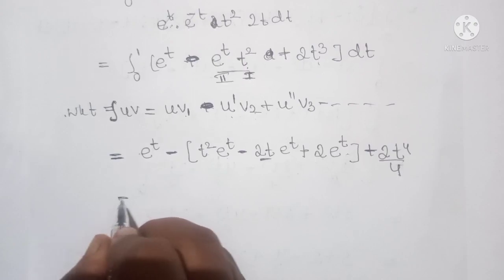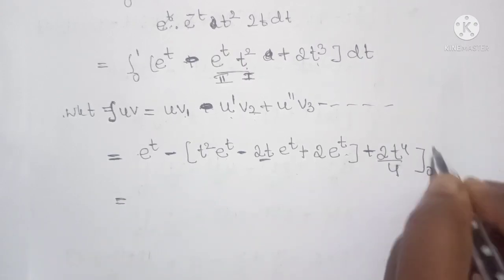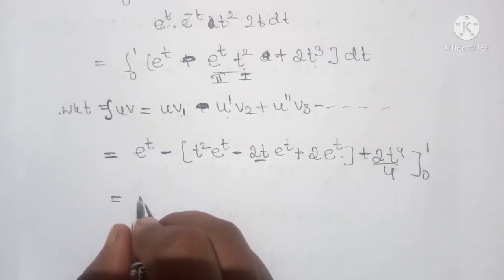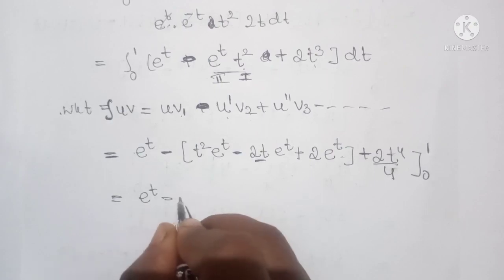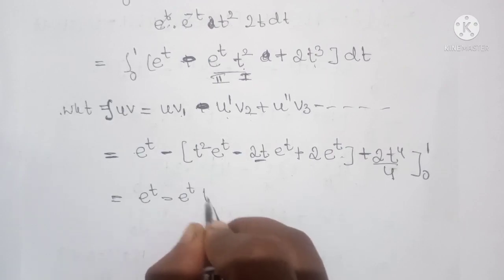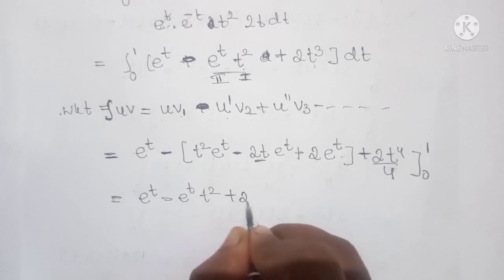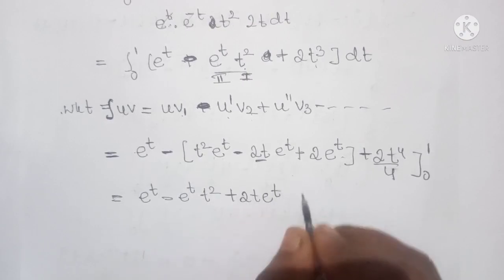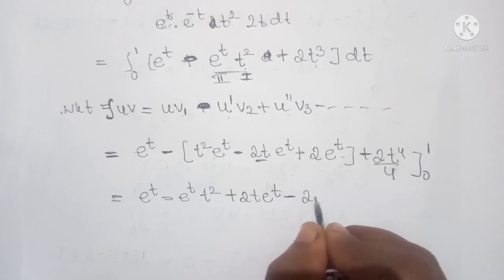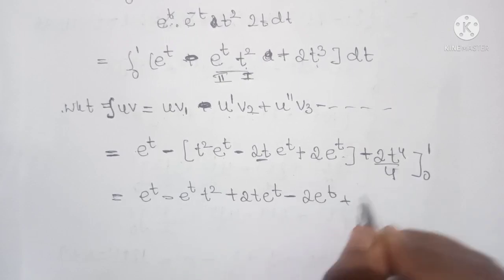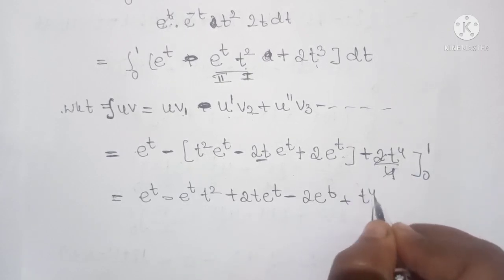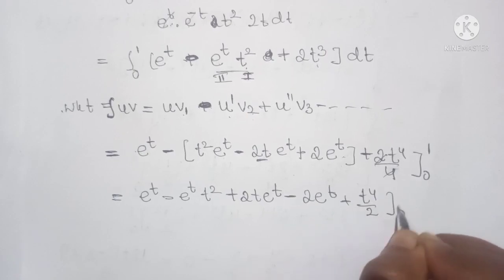Now to simplify further, we apply limits here, 0 to 1. Further simplifying this one we get e raised to t minus e raised to t t square, minus into minus plus 2t e raised to t, plus into minus minus 2 e raised to t, plus here we get t power 4 divided by 2, and the limits are 0 to 1.